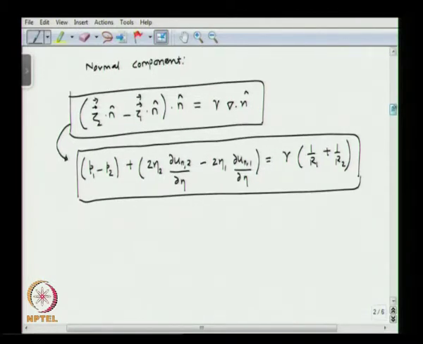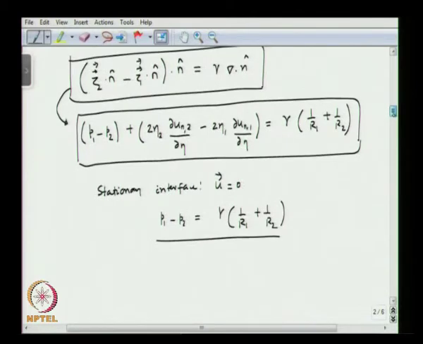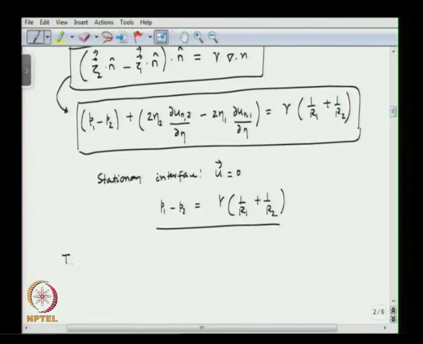Now, for a static interface, if the fluid is not moving, then the velocity will be 0. So for a stationary interface, u will be equal to 0. So we will have P1 minus P2 as gamma into 1 over R1 plus 1 over R2, which is nothing but the Young Laplace pressure drop. And you can write the tangential component also, tangential component.